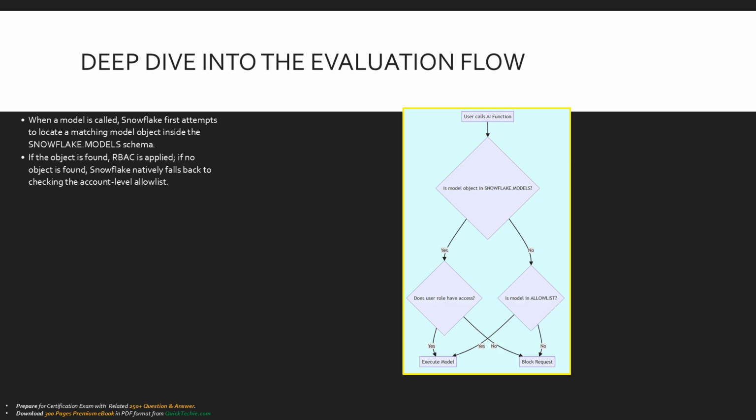At the top, the user calls an AI function. The system immediately asks, is the model object present in the SNOWFLAKE.MODELS schema? If yes, it routes left to meticulously evaluate RBAC. If the user has access, the model executes. If not, it's blocked. But if the object is not in the schema, the system routes right and checks the CORTEX_MODELS_ALLOWLIST. If the model is listed there, execution is granted. If it is missing from both the RBAC grants and the allow list, the request is securely blocked. It is an elegant, multi-layered defense mechanism.